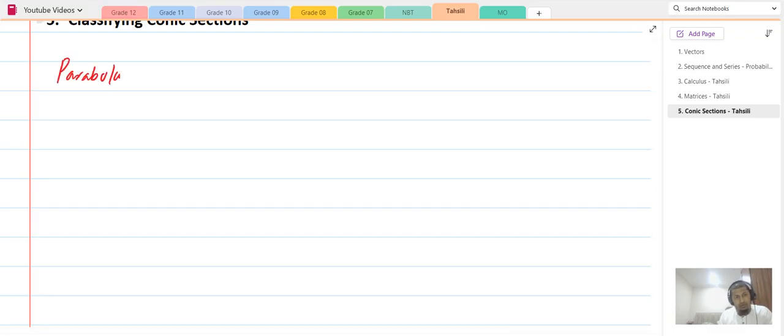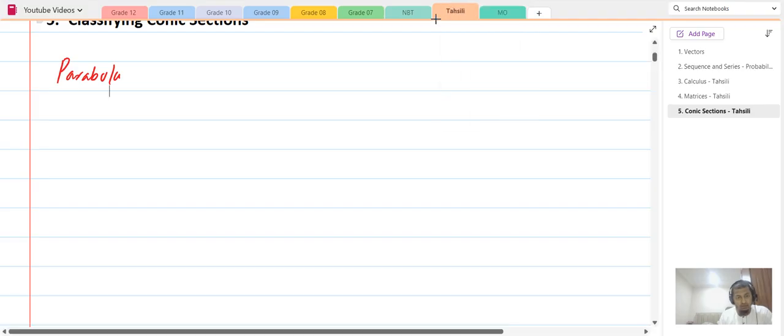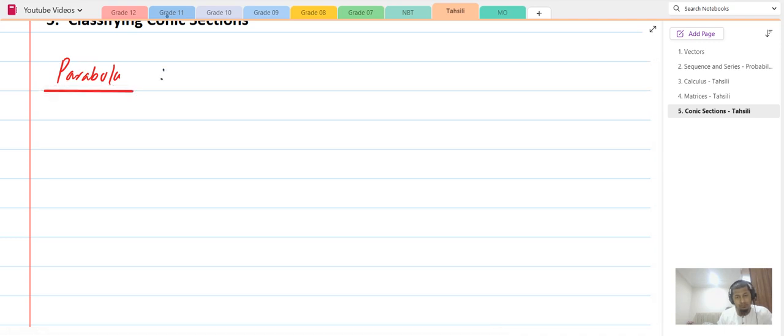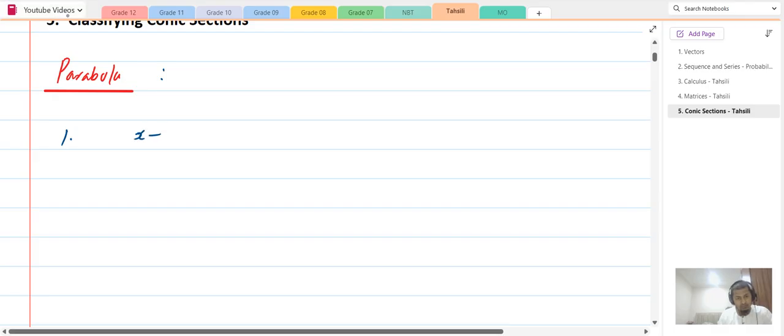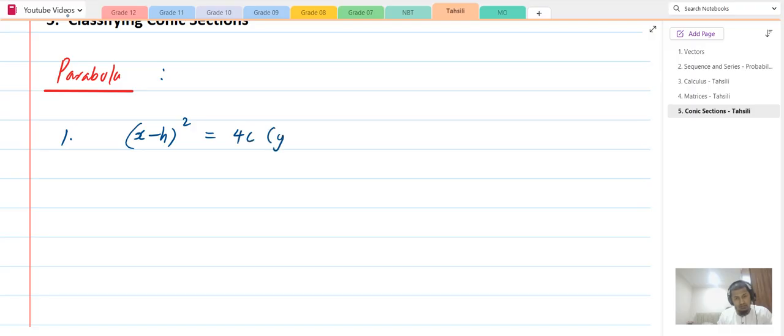So in a parabola we have the general form of the equation. Let's write it out. Number one, we have (x minus h) all squared is equal to 4c into (y minus k). Now this value of c represents the focal length, right? That's the focal length.